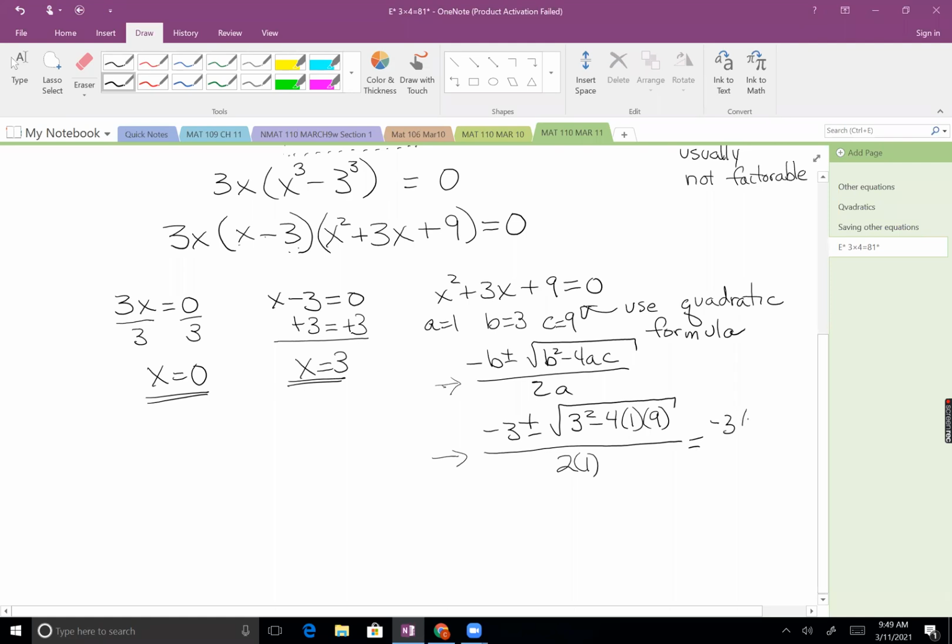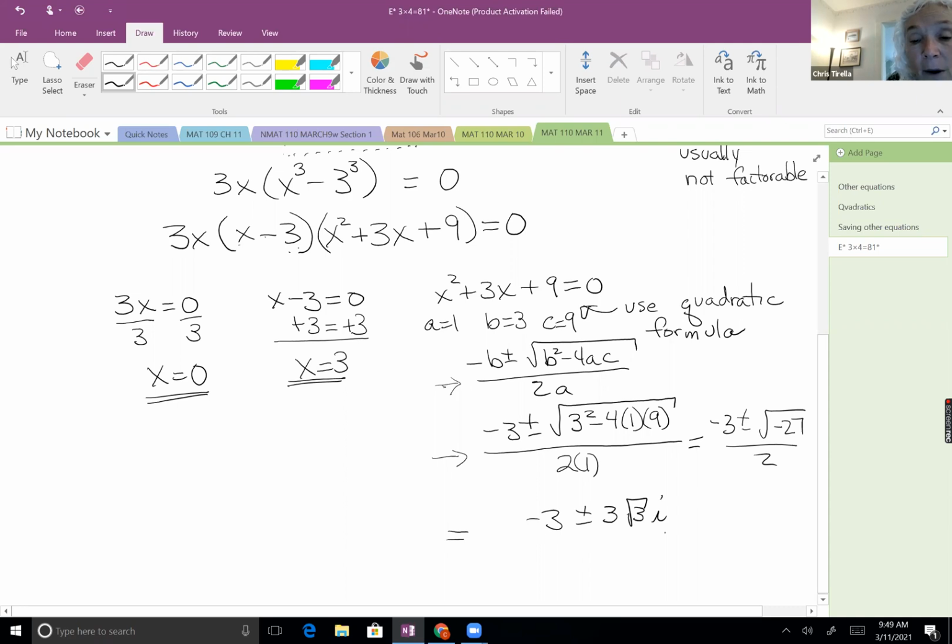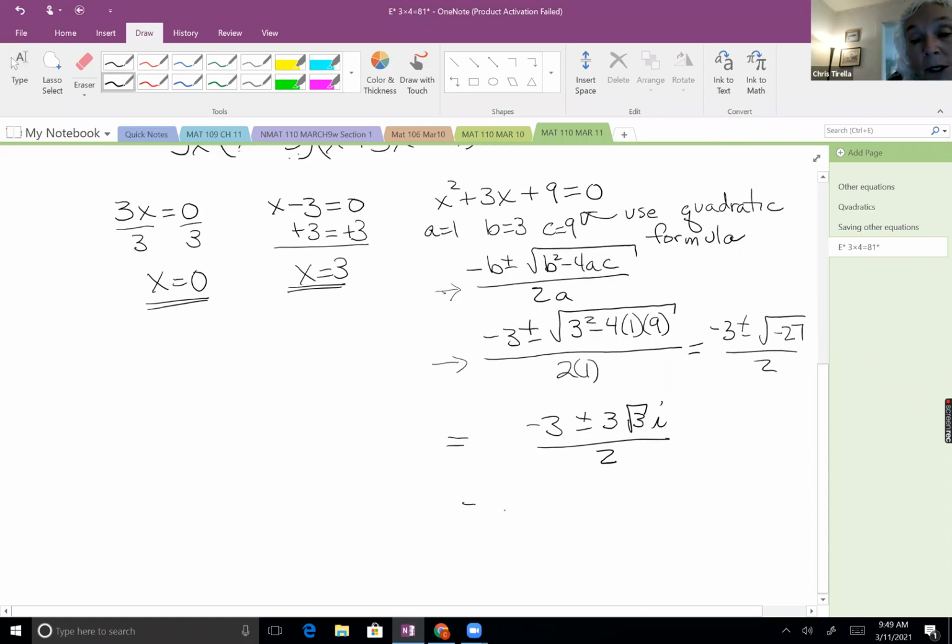And so this would give me -3 plus or minus the square root of, that turns out to be -27/2. And then the square root of -27 turns out to be 3 radical 3i/2. And so that gives me my other two solutions: -3/2 plus 3 radical 3/2i, or -3/2 minus 3 radical 3/2i.